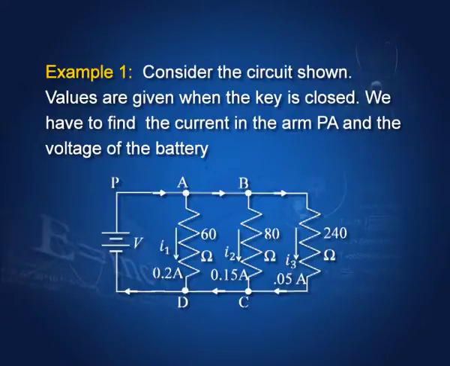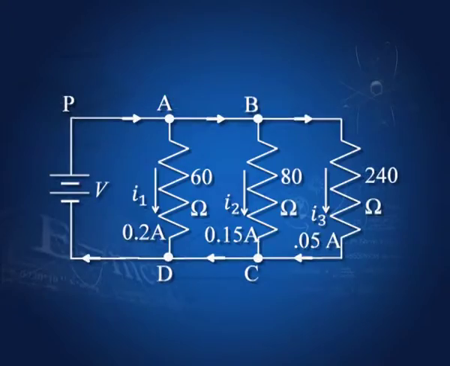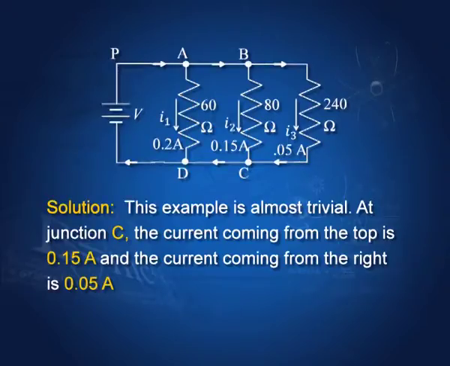Now, you take this example. Consider the circuit shown, values are given. We have to find the current in the arm PA, in this arm, and the voltage of the battery. To find the voltage of the battery, we need the current, this current, as well as the equivalent resistance. I mean, without going through Kirchhoff's laws, you can just find the resistance. These are parallel resistances, find the resistance, and therefore, you can find the voltage if you know the current. So, you can do that, but let us apply Kirchhoff's laws. This example is almost trivial.